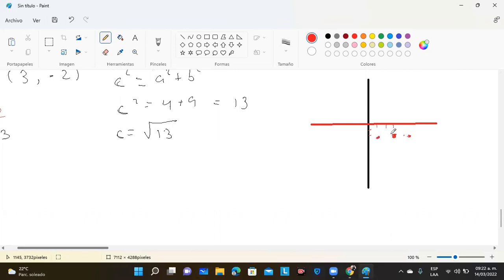To graph this hyperbola, we need to create a rectangle. Okay, and B is 3, right? So we go 3 units down and 3 units up. So 3 units up, 1, 2, 3, like here, and 3 units down, 1, 2, 3, something like this. So now we can create a rectangle. Let's create a rectangle with these points.